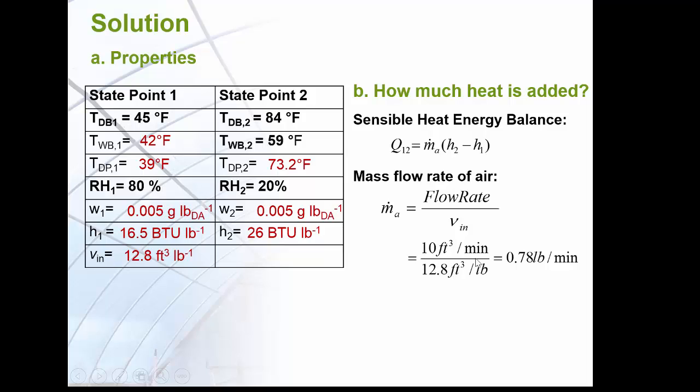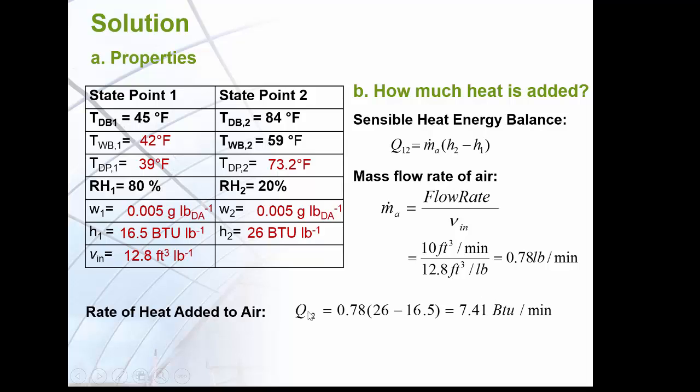And going back to the analysis here, we have 10 feet cubed per minute volumetric flow rate and a specific volume of 12.8 feet cubed per pound. Using the units here, we determine that we have 0.78 pounds per minute dry air mass going into the heating coil section.